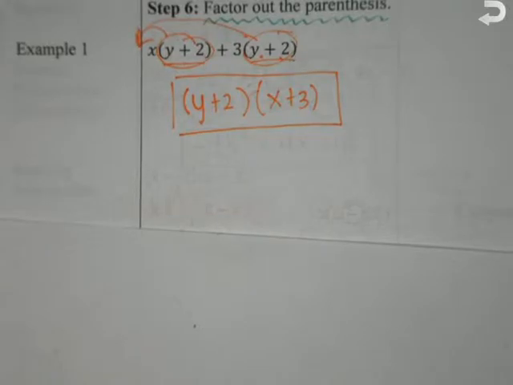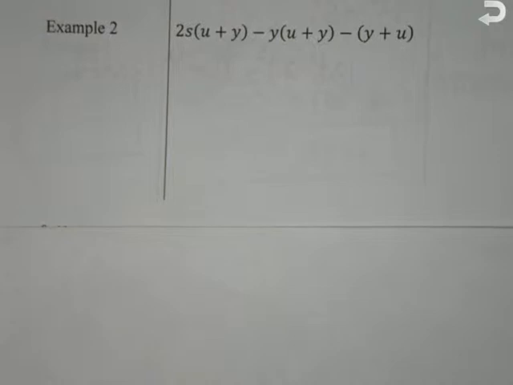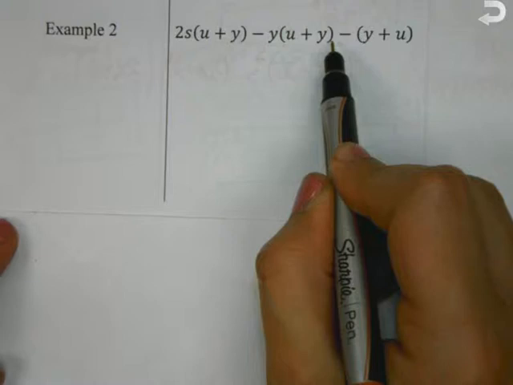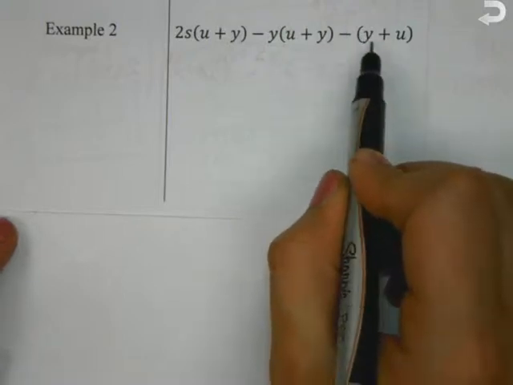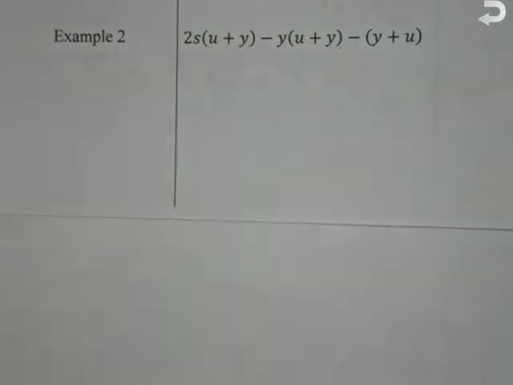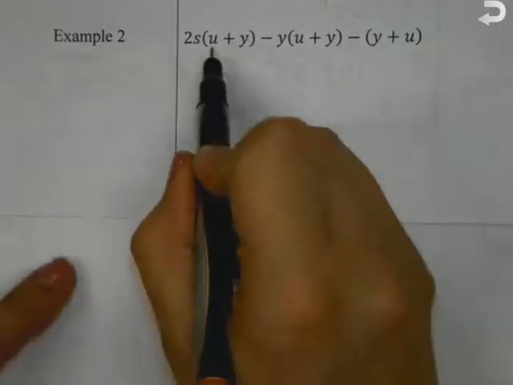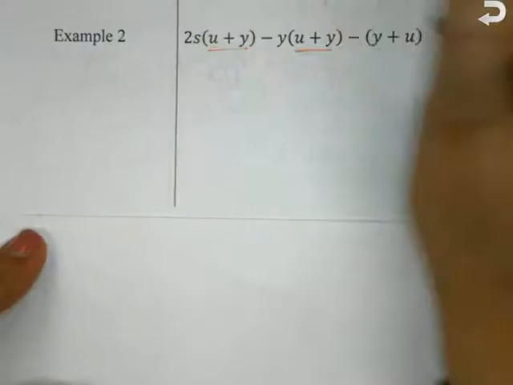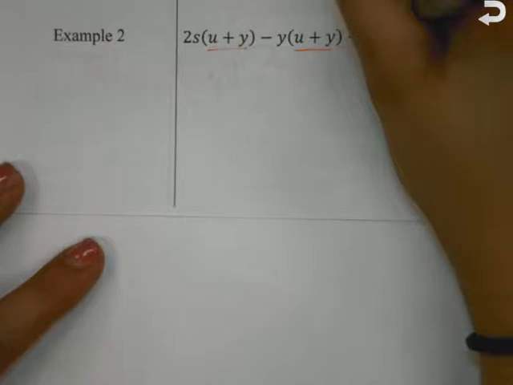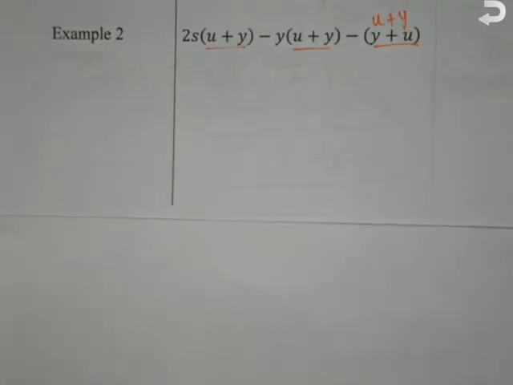So example 2, I have 2s times (u plus y) minus y times (u plus y) minus (y plus u). Do I have a GCF in this problem? Yeah, u plus y. But this is a u plus y, this is a u plus y, and this is a y plus u. Does that make a difference? Why not? Because we're adding. This is the same as u plus y. In addition, order doesn't matter.